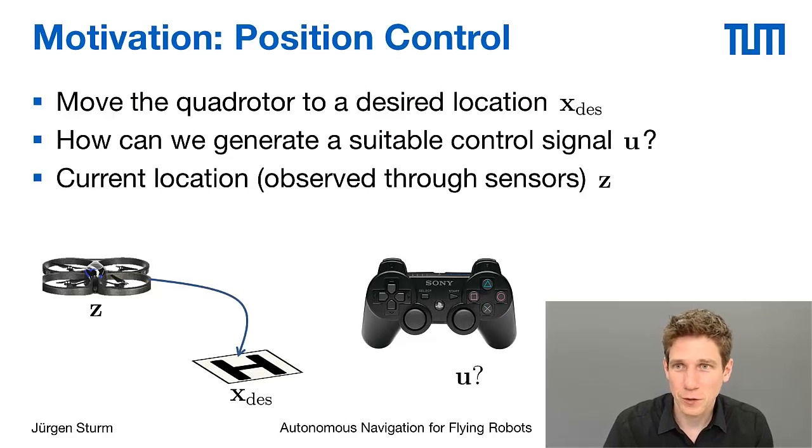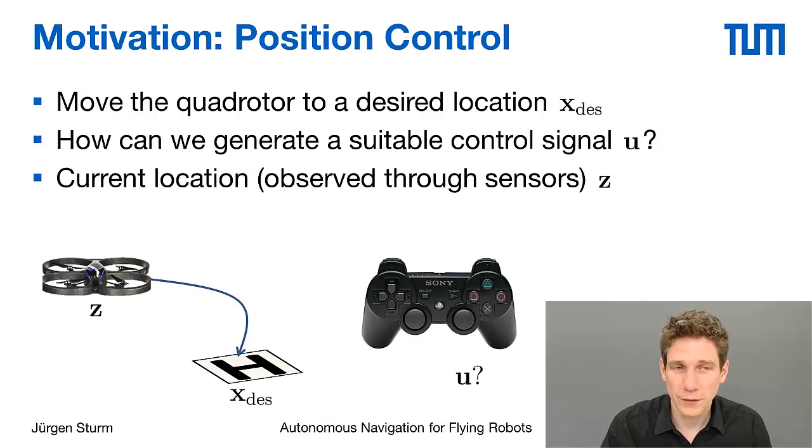For example, in the case of a quadrotor, we often want to move it to a desired goal location, say above a landing spot or to the landing spot. And for that we need to generate, of course, a suitable control signal. And this control signal essentially corresponds to the controls that you give with the remote control. So you can change the roll and the pitch or the height and the yaw angle, the heading.